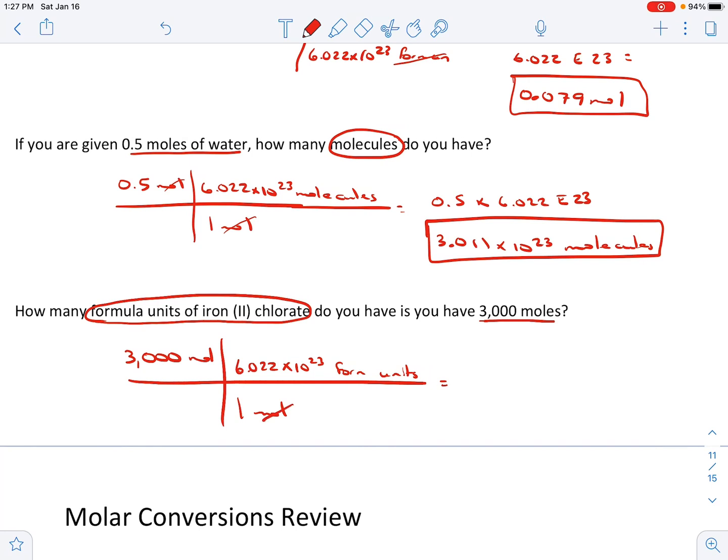All right. Moles cancel. So we're going to take 3,000 times 6.022 E 23. And you should come up with, ooh, a big one, 1.81 times 10 to the 27th power, and that's labeled formula units. Okay, awesome. Put a little extra S on there, but it's okay. Take it out of there.